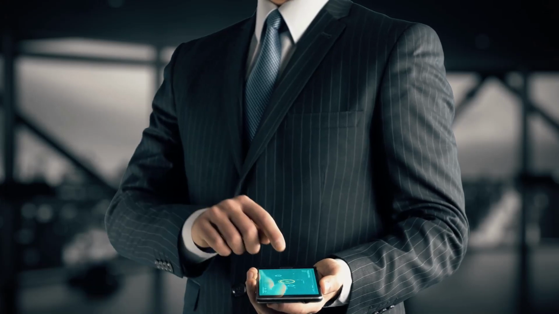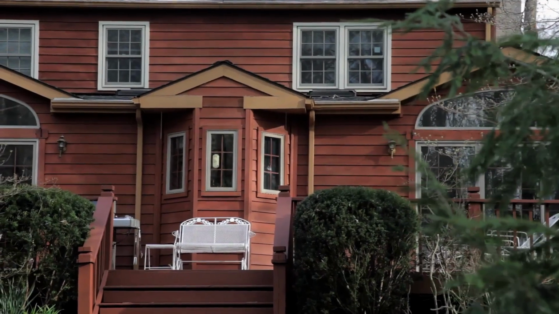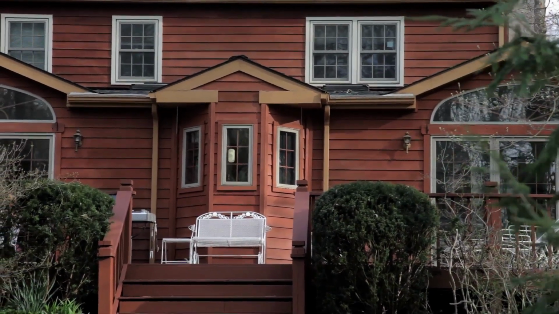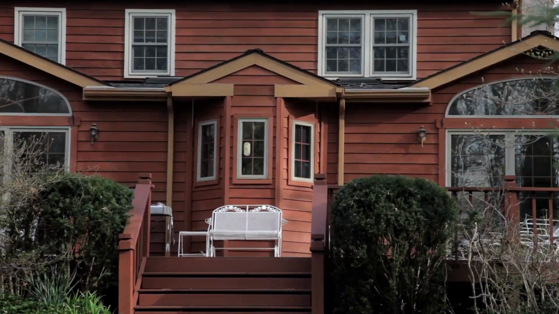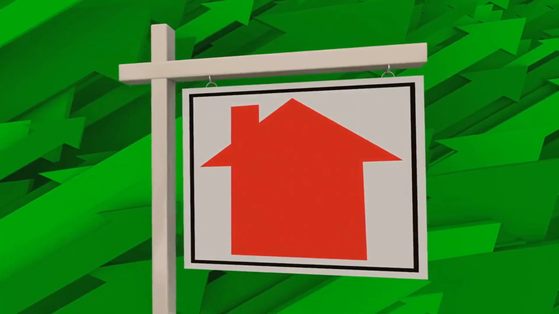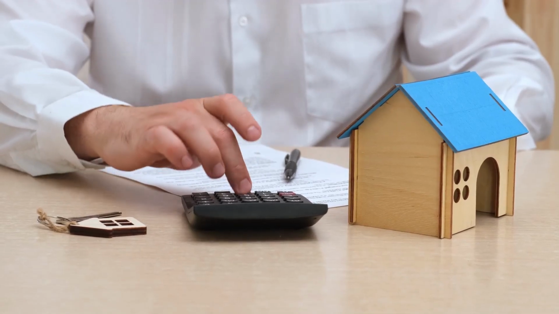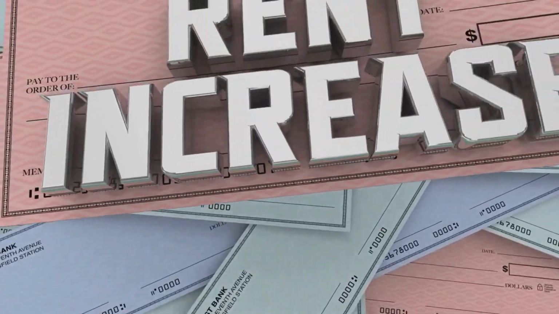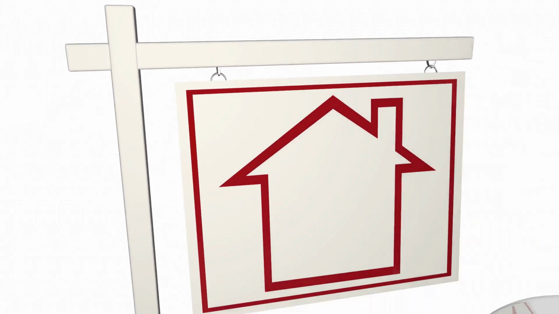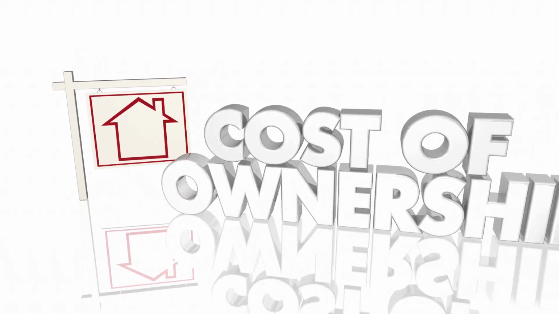Section 6. Real-world example. Let's look at a real-world example to illustrate property analysis. Property: 3-bedroom, 2-bathroom house. Purchase price: $250,000. Down payment: $50,000. Monthly rent: $2,000. Operating expenses, estimated: $800 per month.